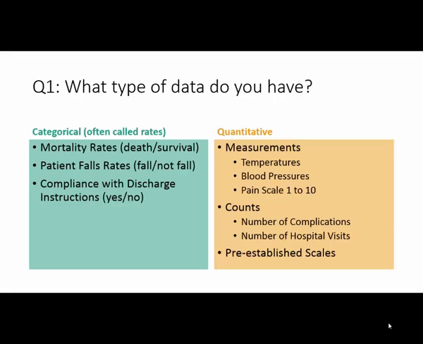In healthcare, when you talk about those proportions, you often call them rates. A patient falls rate is a proportion of the patient hours that involved falling, yes or no. A mortality rate is the proportion of the procedures that ended in death. The data is either die or survive, categorical data.